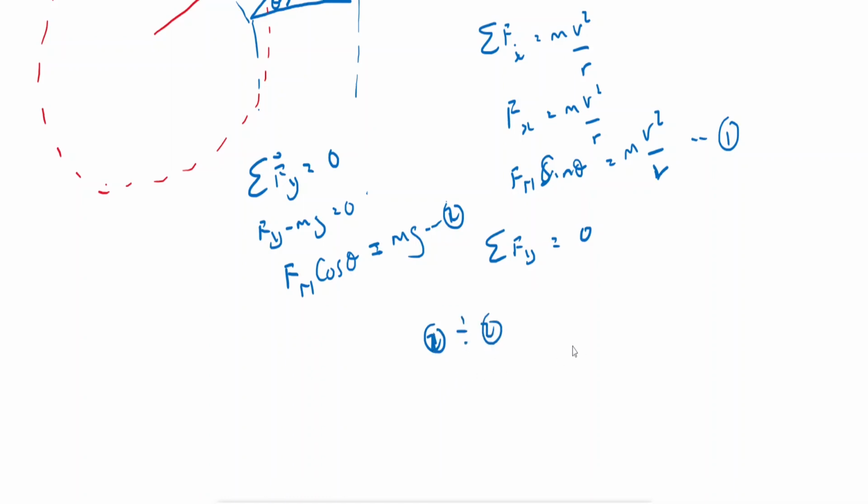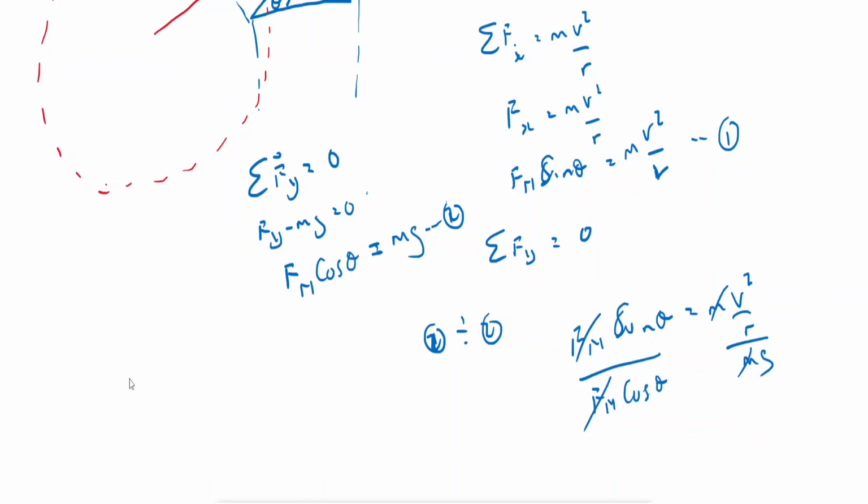When you do that, you end up with Fn sin(theta) equals mv²/r. Divide both sides by whatever is in equation 1, Fn cos(theta), and here you're dividing with mg. So this and this cancel, this and this cancel, and you end up with sin over cos, which is tan(theta). Tan(theta) equals v² over r divided by g, so this is gr like that.